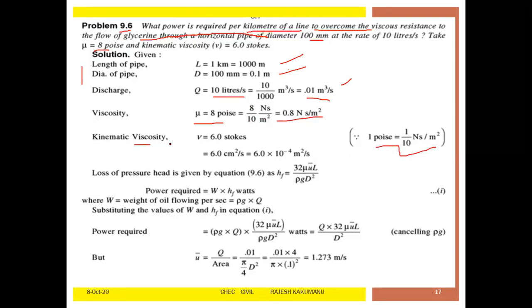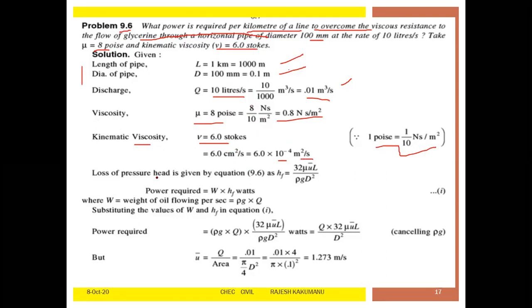Now what is the kinematic viscosity given? Kinematic viscosity v is equal to 6 stokes. Convert stokes: 6 stokes is 6 into 10 to the power of -4, in centimeters, 1 centimeter is equal to 100. Since it is centimeter square, it becomes 6 into 10 to the power of -4 meter square per second.